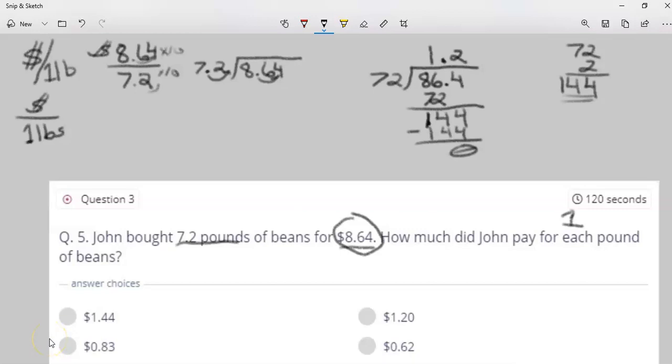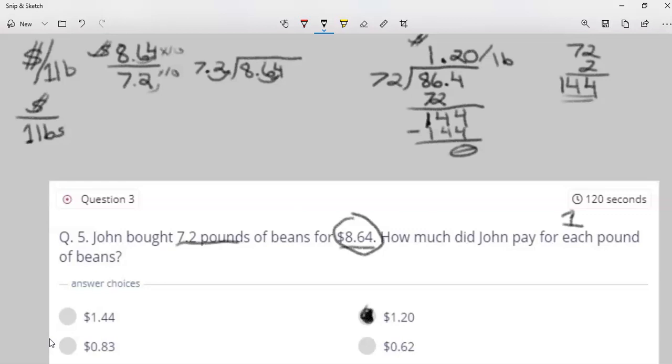We're going to put a 0 here. $1.20 for 1 pound. $1.20 per pound. Does that answer our question here? How much did he pay for each pound? $1.20. And there it is right there. There's our answer selection, $1.20.